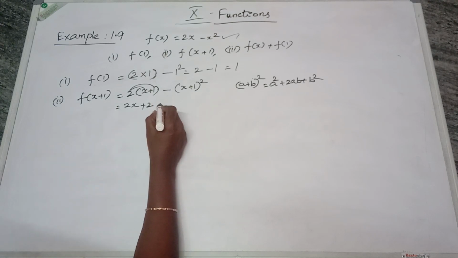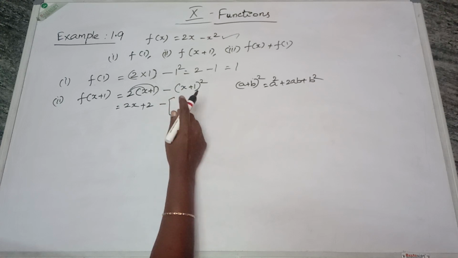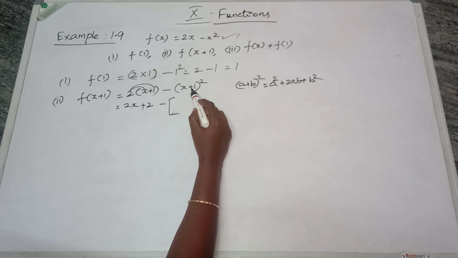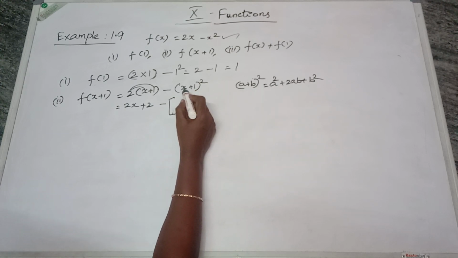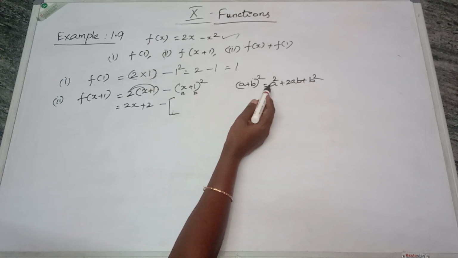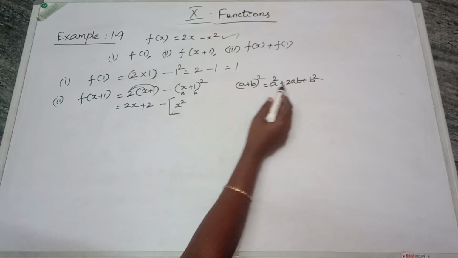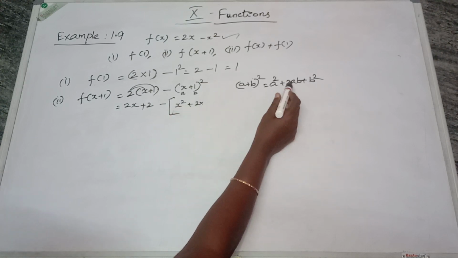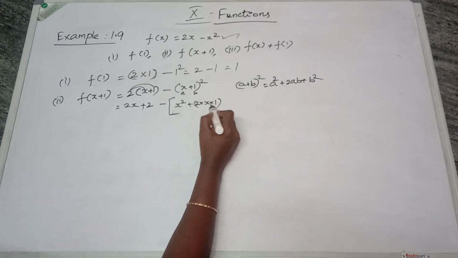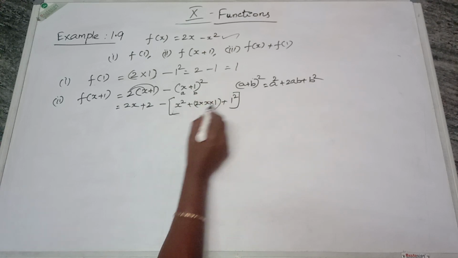Then the second one is minus of x plus 1 the whole square. It is in the form of a plus b the whole square, so we have to expand it this way. In the place of a we have x, in the place of b we have 1. So a square means x square, and then plus 2 into ab. a is x here and b is 1 here. Multiplication should be inside the bracket. Plus b square, b is 1, so 1 square. So we have expanded like this.